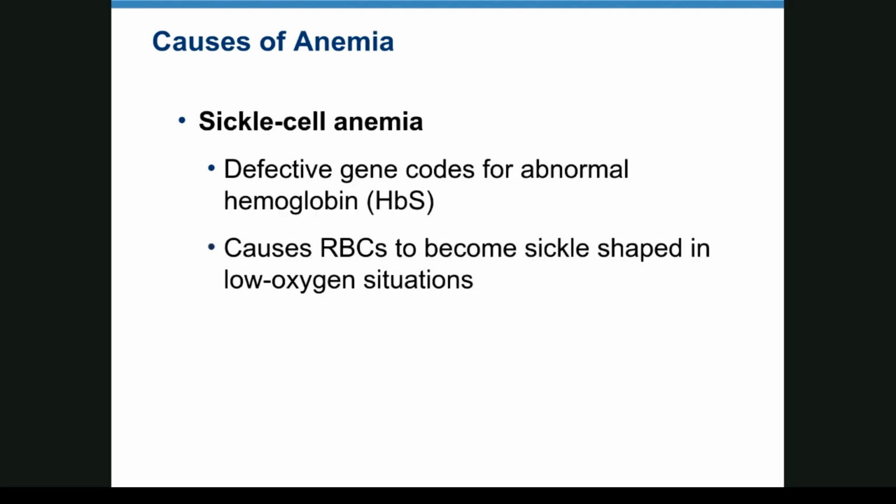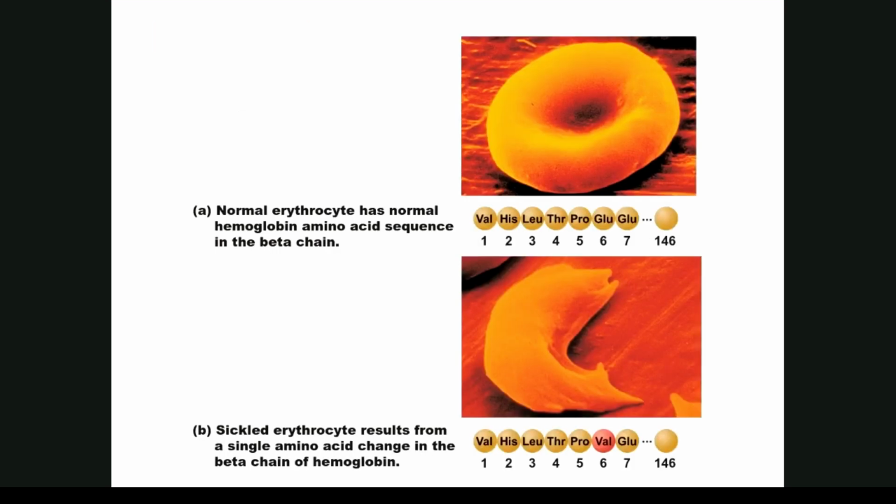Sickle cell disease is a genetic disorder. Defective genes code for abnormal hemoglobin, and under any kind of stress, the cells become sickle-shaped. So this is a sickle cell, a stressed-out sickle cell. This is a normal cell.